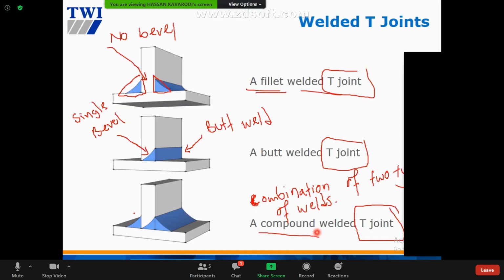Example here, because of the single bevel, we have butt weld. And from outside here, we have fillet. So here is an example of a combination of butt weld and fillet. So that's why they call it compound. All right, got it? All right, another example.